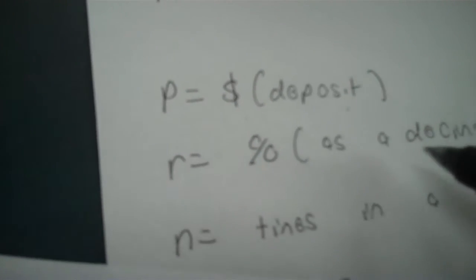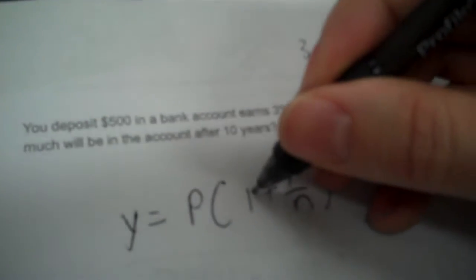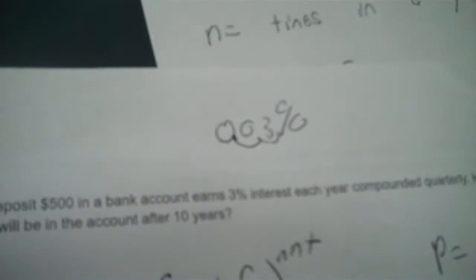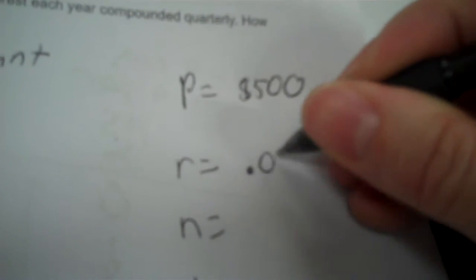Your R is your percent, but it's got to be a decimal. And don't make it 1.03. See, the 1 is right there. Just leave the 1 out. Move the decimal twice, and it's 0.03, or just 0.03. I don't care, if that helps.